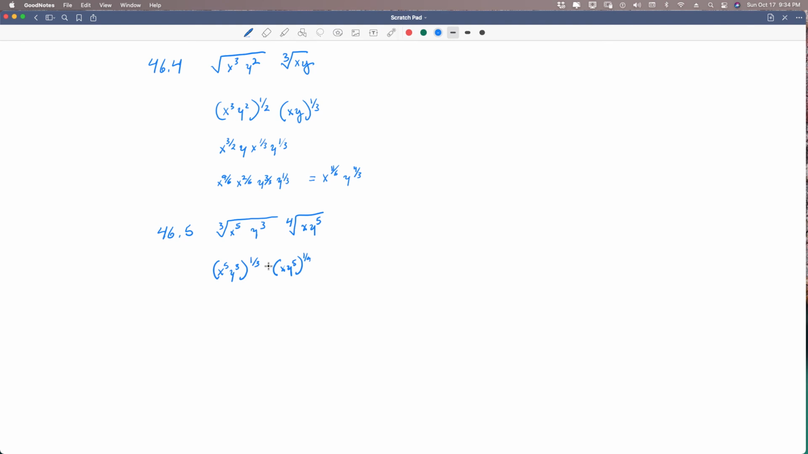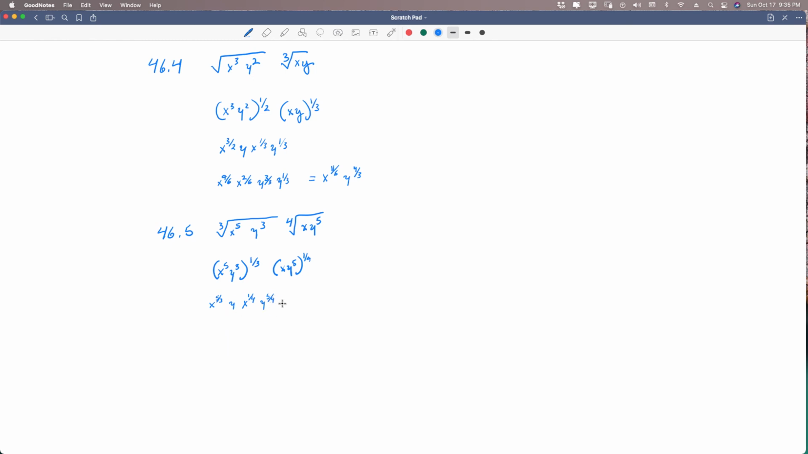Now we're going to multiply them individually. So 5 times 1/3 is x to the 5 over 3. And then y, 3 times 1/3 is 3 over 3, so again y is just going to be 1. Right? Because 3 over 3 is 1. So now we do the same thing here. x times 1/4 is x to the 1/4. And y to the 5th times 1/4 is going to be y to the 5 over 4.